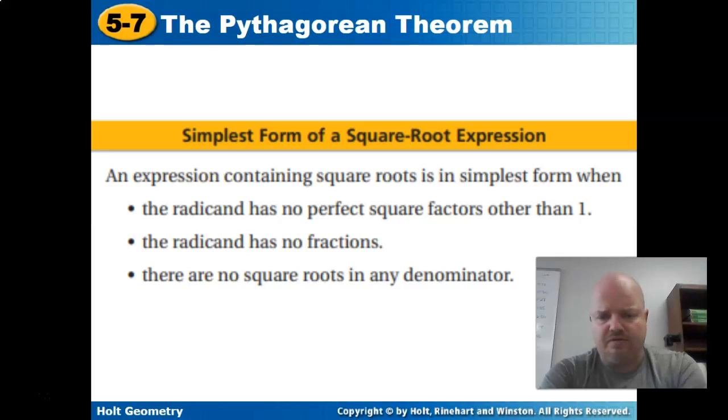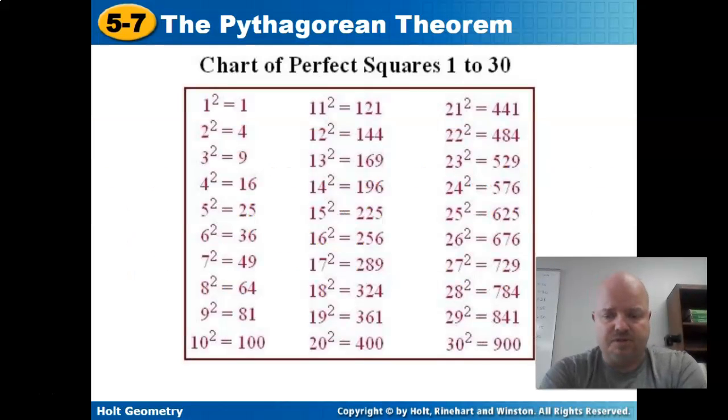Here's what simplest radical form is. Simplest form of a square root expression: the radicand, that's the part underneath the square root sign, cannot have a perfect square factor. We'll talk about perfect squares in a few seconds. There can be no fractions inside the square root, and there can't be a square root sign in the denominator. We have to be ready and prepared to deal with all of those examples.